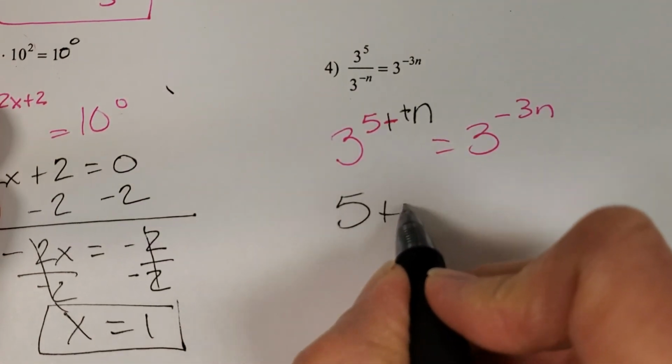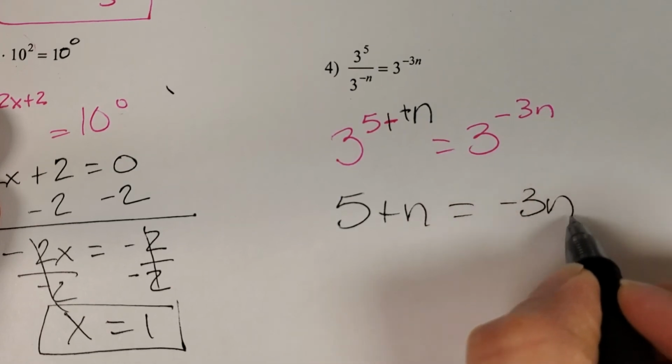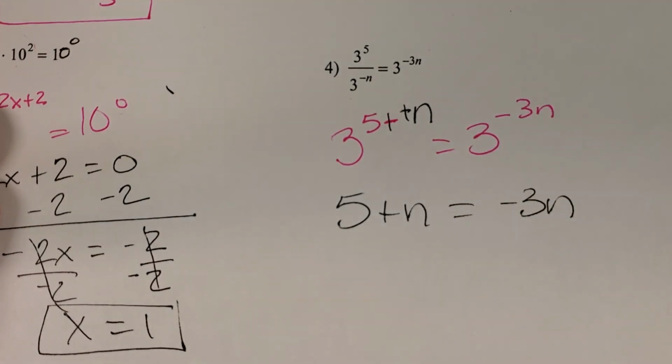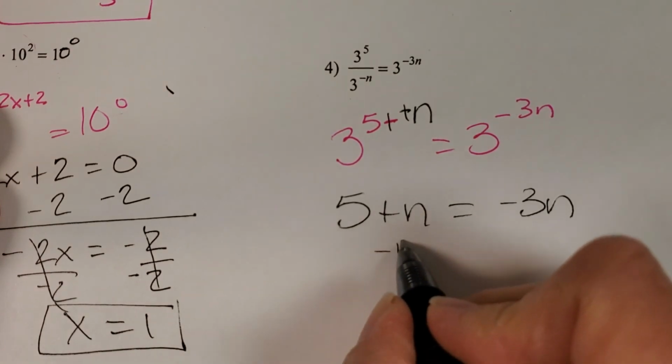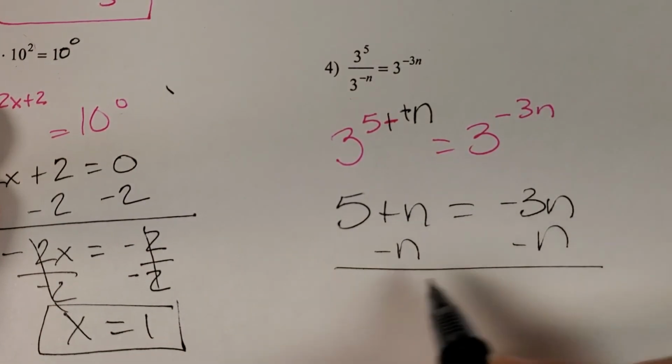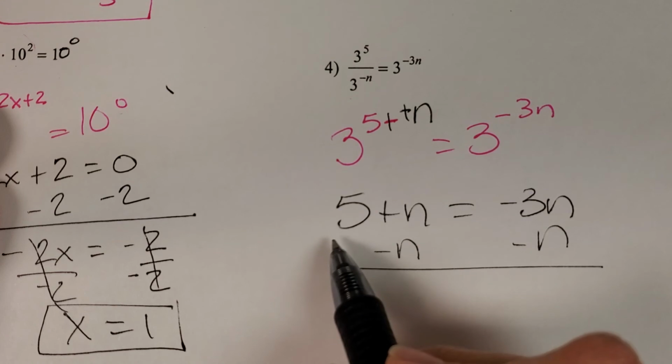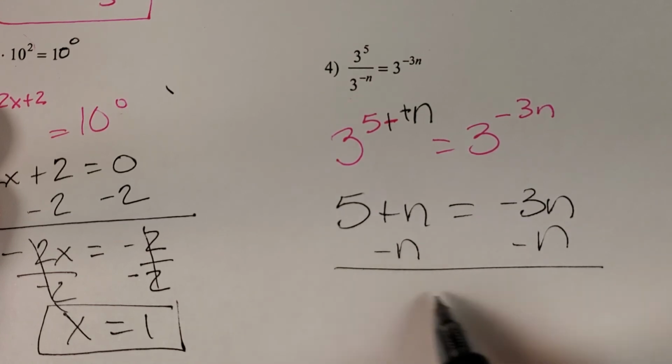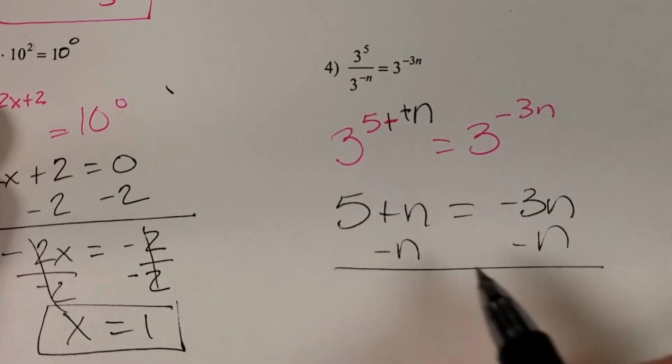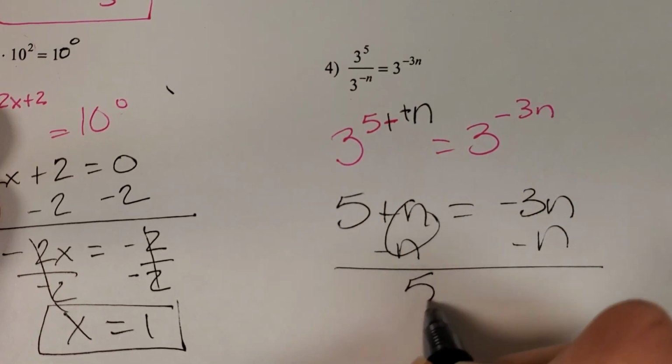Now step 3, which says the exponents are equal. So 5 plus n equals negative 3n. Now I need to get n all by itself, so first of all I have to get them all on the same side. I'm going to move these n's over here because I only have a number on one side and it's less steps. Because if you subtract 5, then you have to add 3n. It's 2 steps, but I can just subtract n, and that's 1 step.